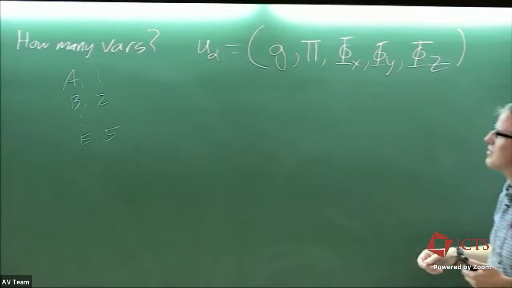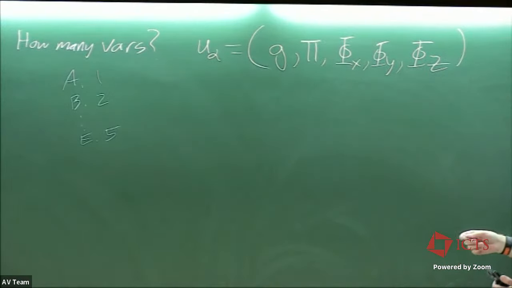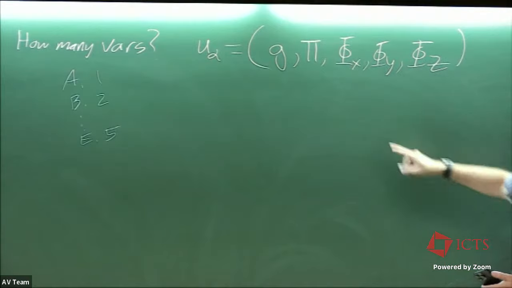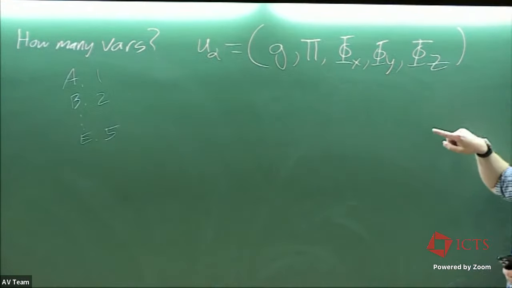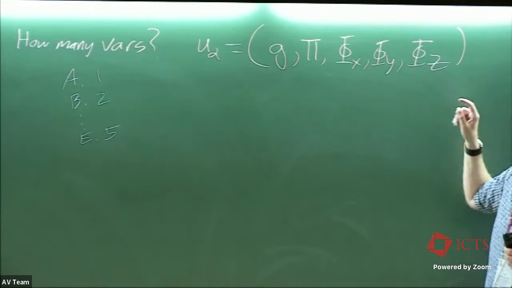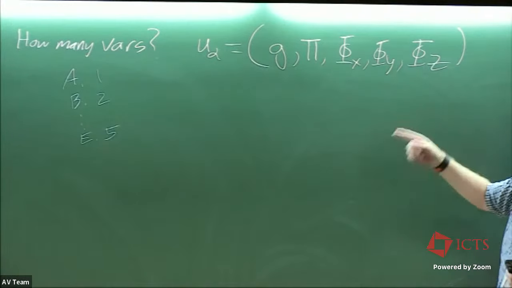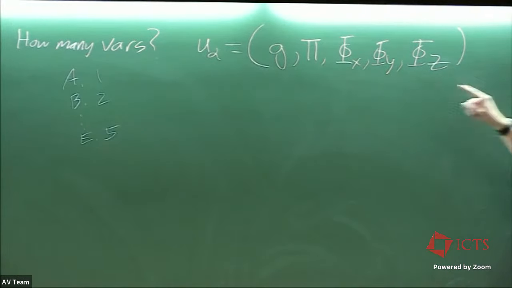So this question, the way I posed it, I think one reason there was a split was whether you think of these as separate things or as one thing. If you think of the phi sub i as one thing, then the correct answer would be three. But if you think of them as separate components, which is how I'm going to think of it here, because on a computer you're solving for separate numbers, I would say five.